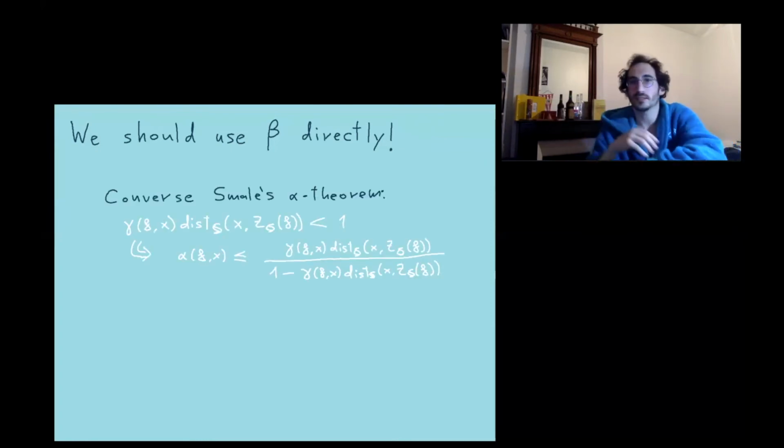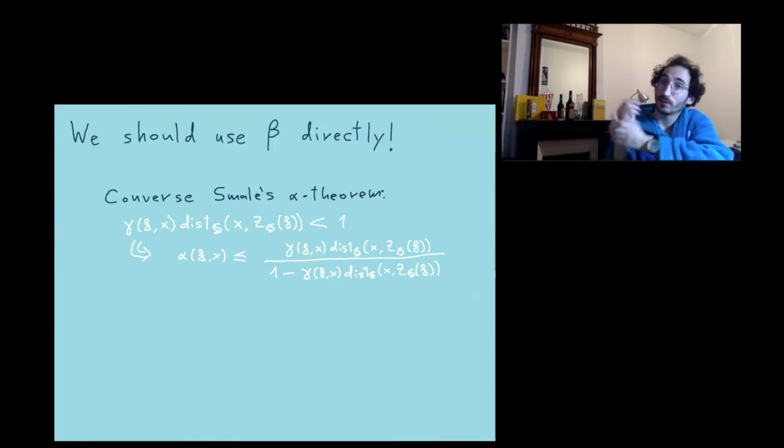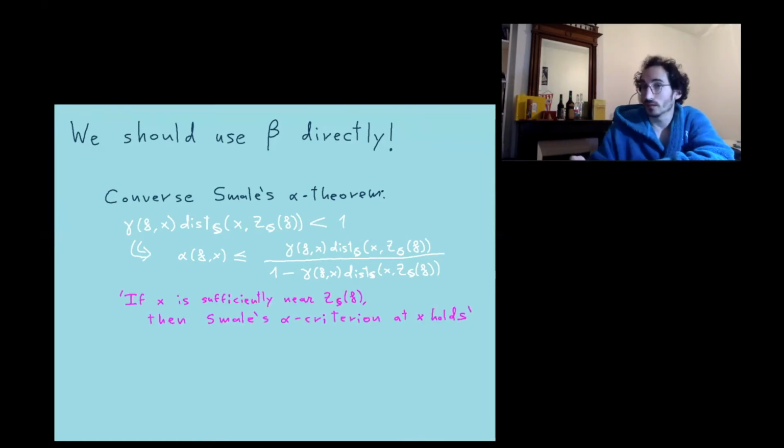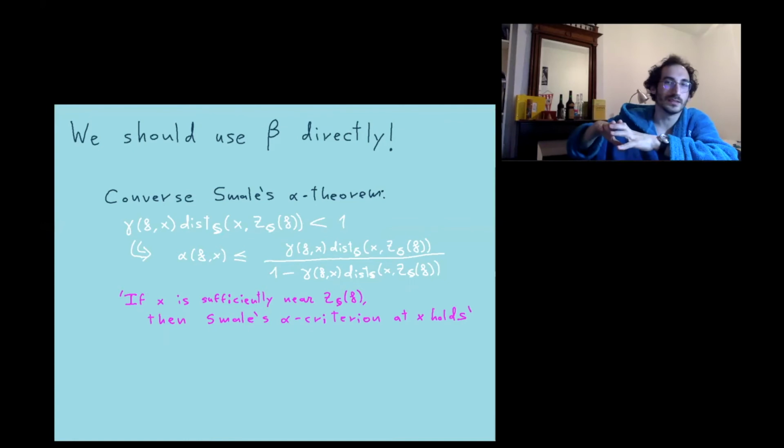And for that, we develop a certain converse of Smale's alpha theorem, which essentially tells us that if a point is sufficiently near the zero set, in terms of the regularity of the system around that point, so this is gamma, then we can guarantee that the alpha is small. In other words, if x is sufficiently near the zero set, then the alpha criterion is satisfied. So this is why this is a certain converse of the alpha theorem.